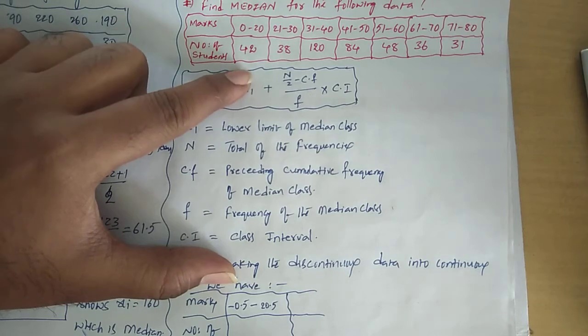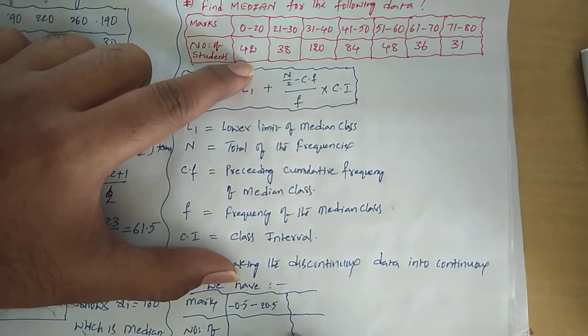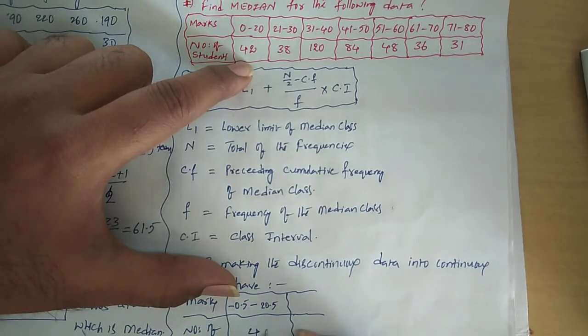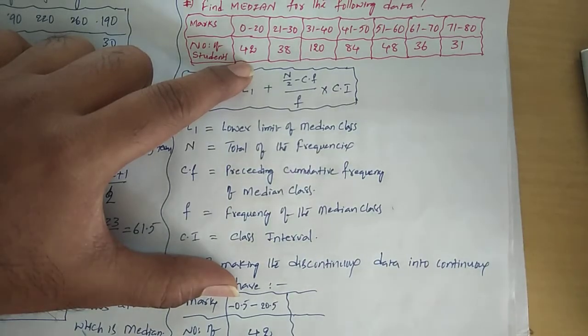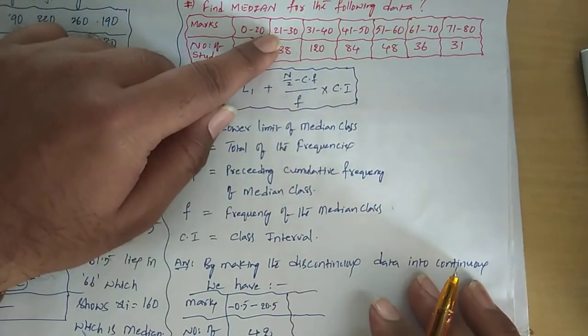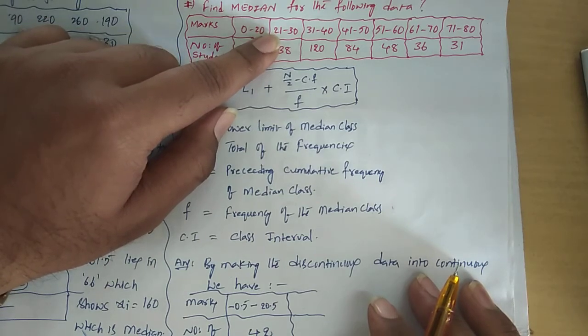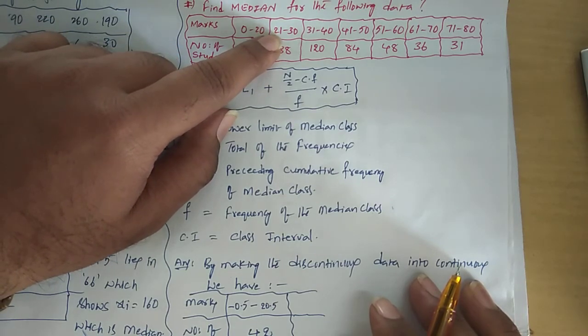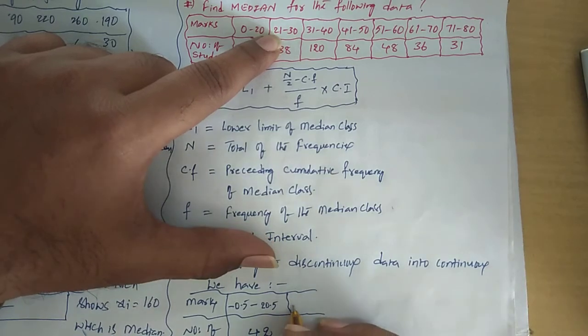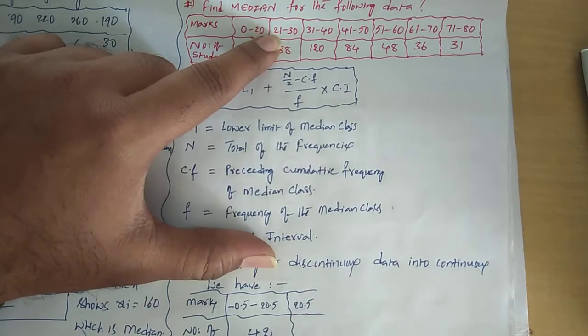Correspondingly, what is the frequency, the number of students? This value will not change. 42. Now go to the second interval. Now subtract 0.5 from 21. How much will you get? 21 minus 0.5, nothing but 20.5.